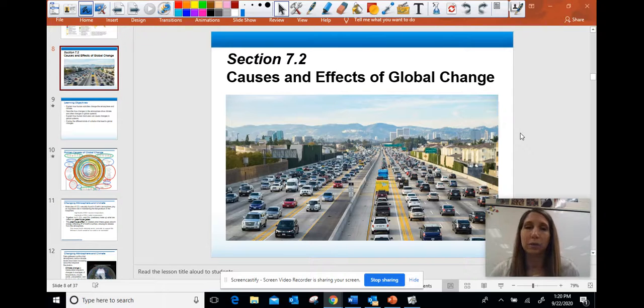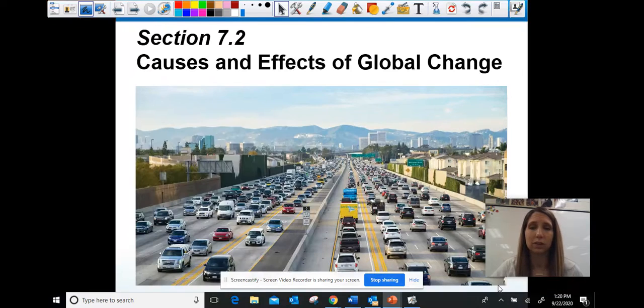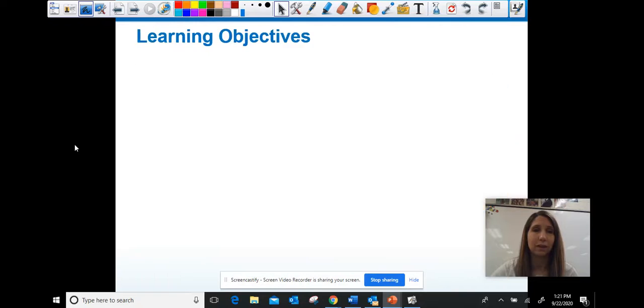So if you'll go ahead and start with the heading here, section 7.2, causes and effects of global change. And as you can tell by the heading, this is going to be a whole bunch of information. So we'll just plan on that for this one. It's going to be a little involved because we're looking at global changes in general. So make sure, again, you have the heading here.